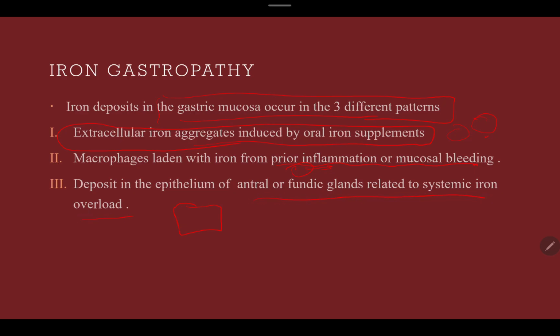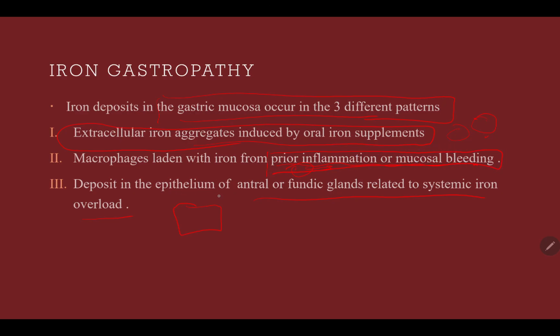So associated with oral iron, we see extracellular iron aggregate. Then associated with prior inflammation or mucosal bleeding, the bleeding which is causing the excess iron will cause macrophages to be laden with iron. So why do we see hemosiderin or iron deposit macrophages? It will be associated with prior inflammation or mucosal bleeding. That is a cause for the deposition of pigment laden macrophages we see. It indicates that there can be a prior inflammation or there is a mucosal bleeding.